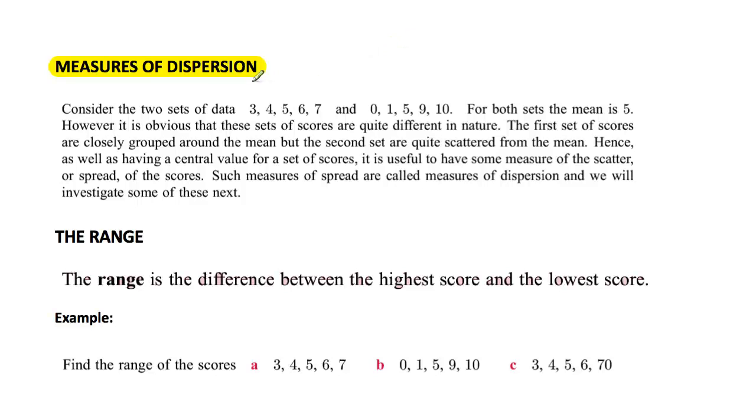So we have a look at a couple of things here. Look at these two sets of data. There they go, 3, 4, 5, 6 and 7, and 0, 1, 5, 9 and 8. Now if you put these into the calculator, you'll find that both of these have the same mean. This has got a mean of 5, and so is this one.